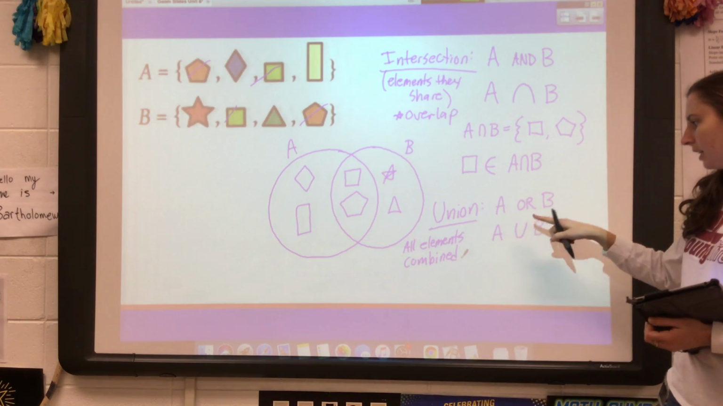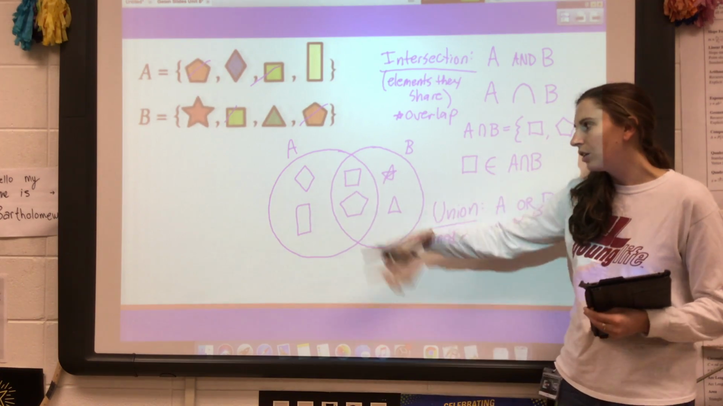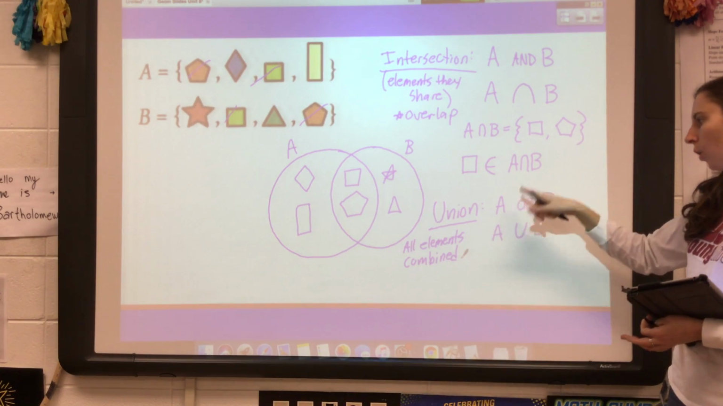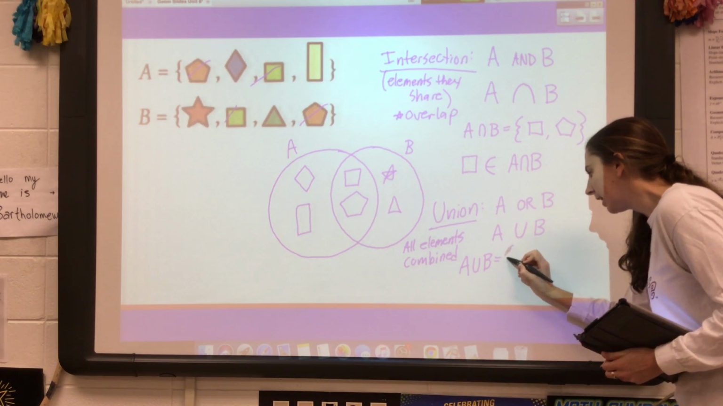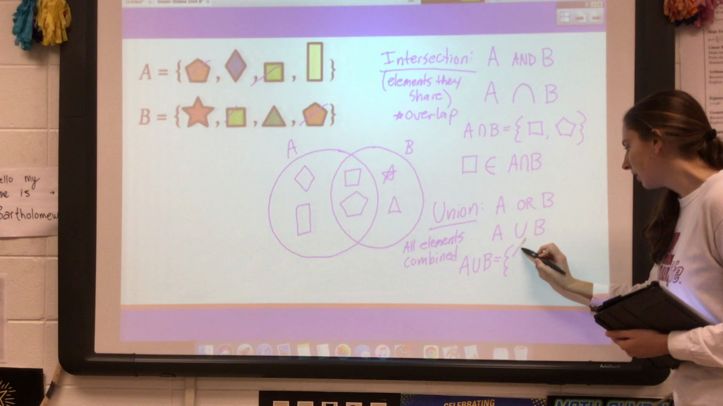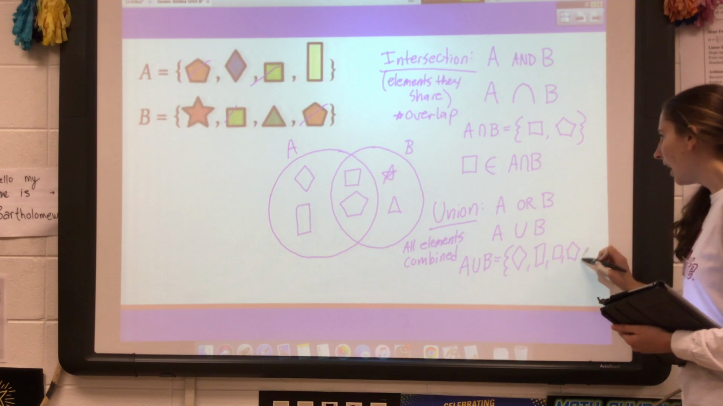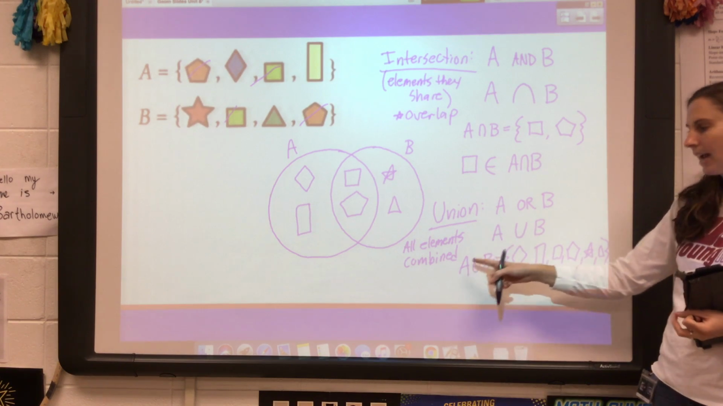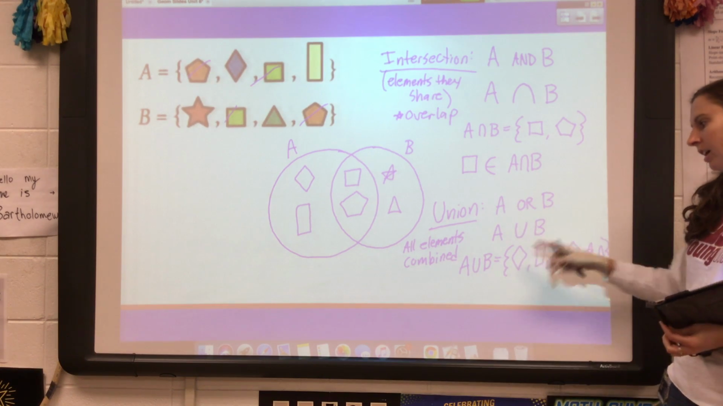So for example, A combined with B. Take all these elements and all these elements, and you don't have to write the square and the pentagon twice. You just write all the elements that are in either A or B. So A union B would be this set. It doesn't matter what order you put them in, but we've got diamond and rectangle and square and pentagon and star and triangle. This is the union of set A and B. It's all the elements that are either in A or they're in B. As long as you're in one or the other, you belong in this set.